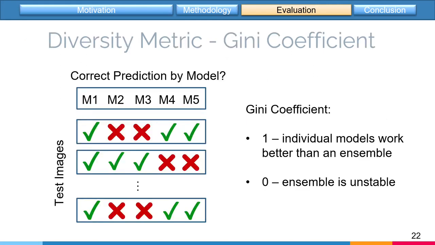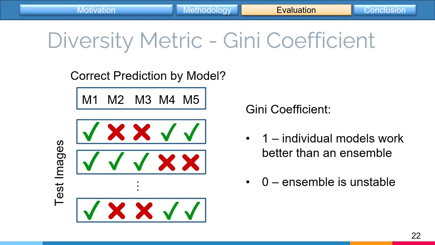Now let's move to the second research question. Each row in this figure represents a test image, and each column represents the classification result of an individual model within an ensemble. Check marks indicate correct classification, and crosses indicate misclassifications. We introduce a diversity metric called the Gini coefficient, which is well used in economics to compare income inequality among countries. We use the Gini coefficient to measure the distribution of ensemble classifications over test images.